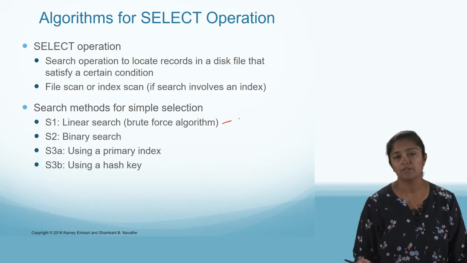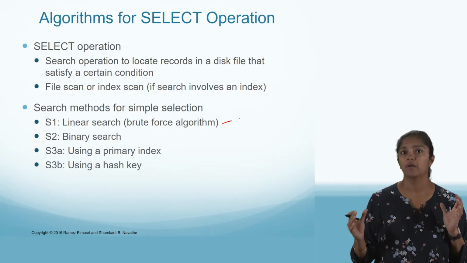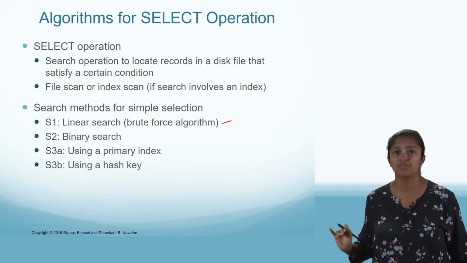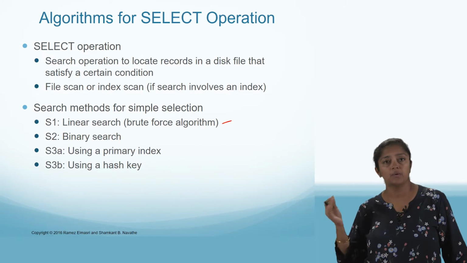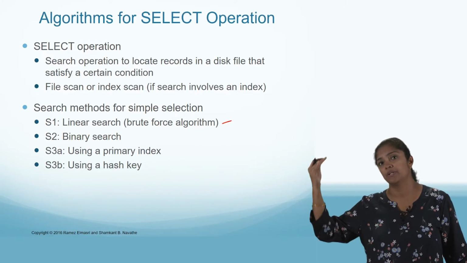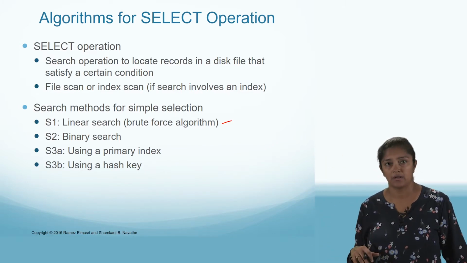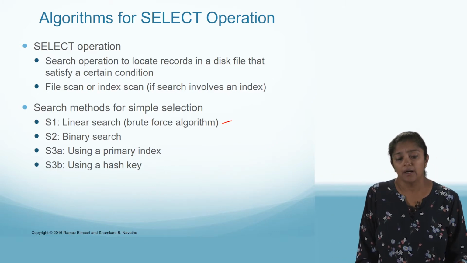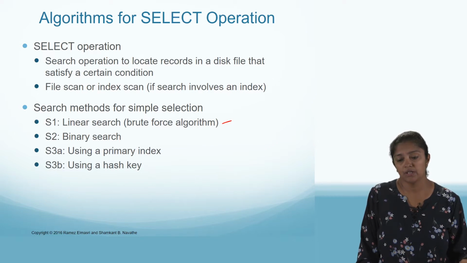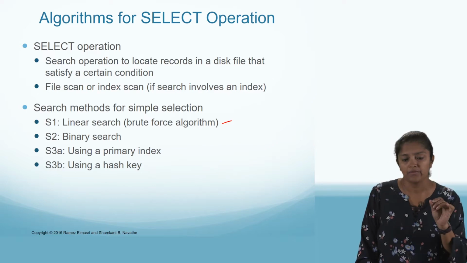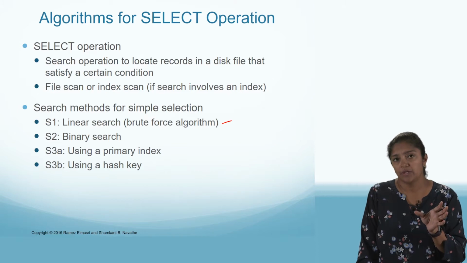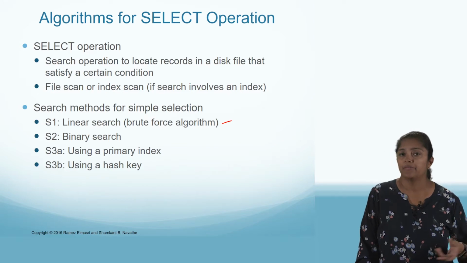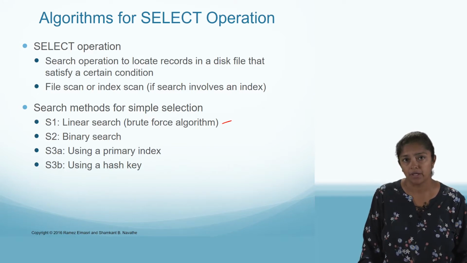There's a linear search, which is the most simple brute force algorithm, where you basically look at each and every row that's there, or each and every tuple that's stored, and if a match is found, then we fetch it, else we leave it, but then we basically look at all of the records that are there in the table or in the file. The next one is binary search. This can be used when we are doing an equality comparison on a particular value. And if the file is sorted, then a binary search can be done.